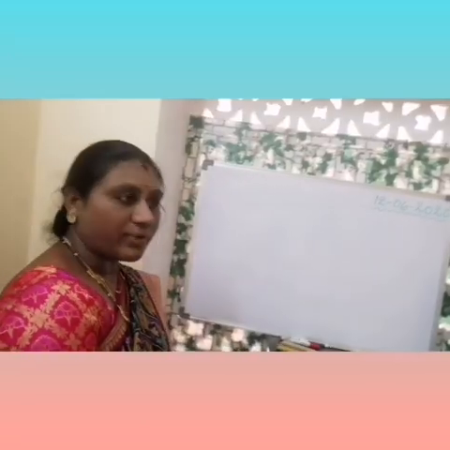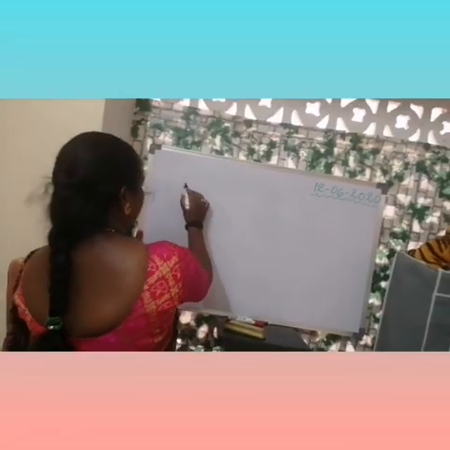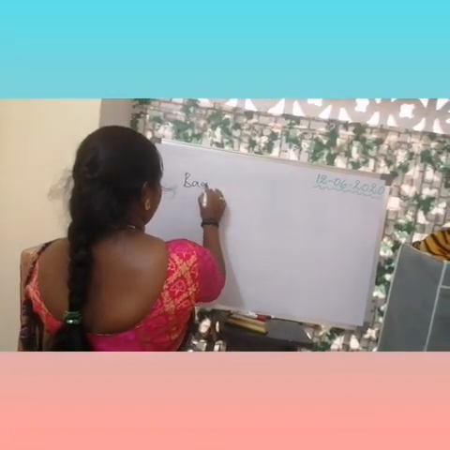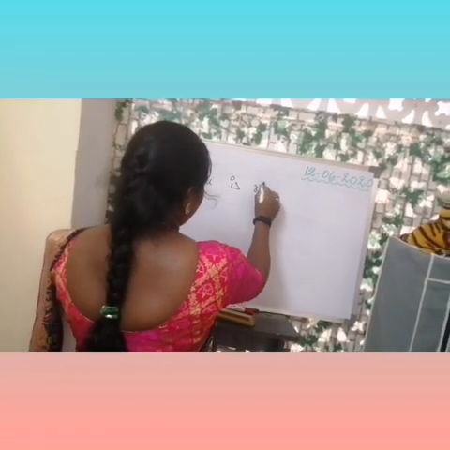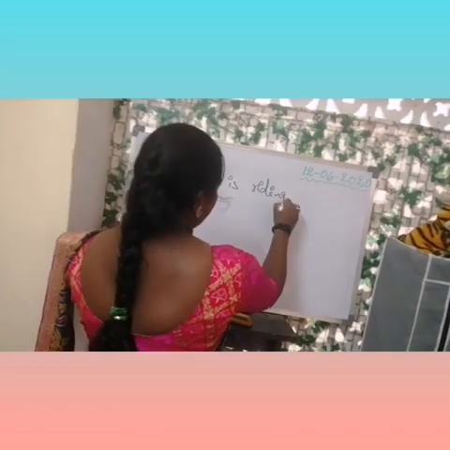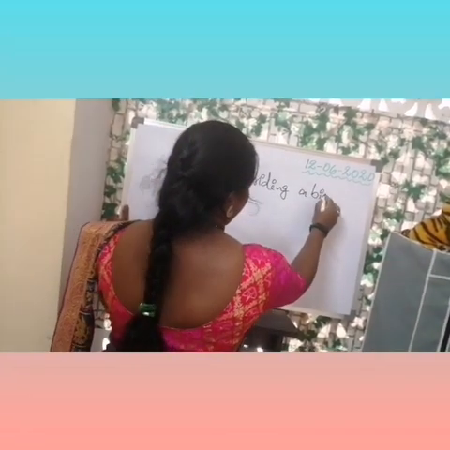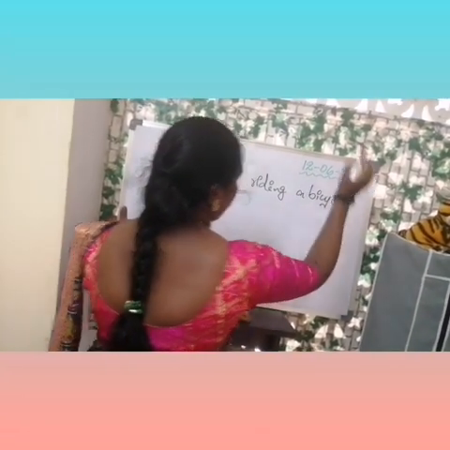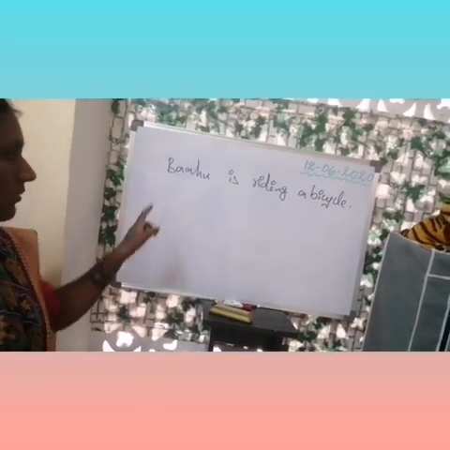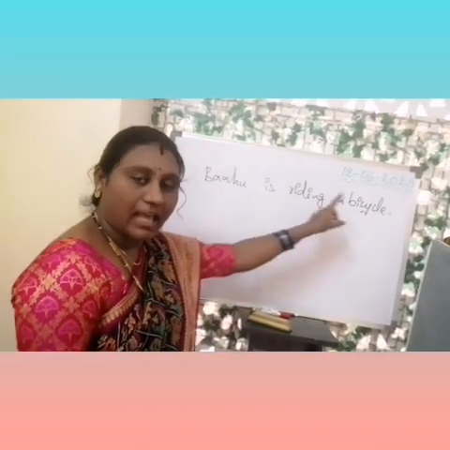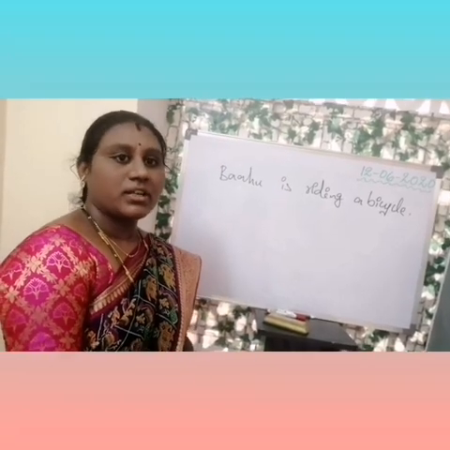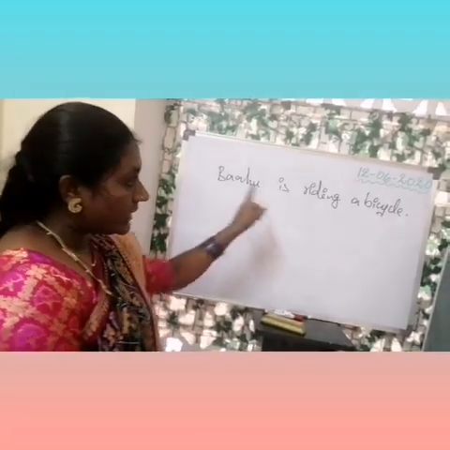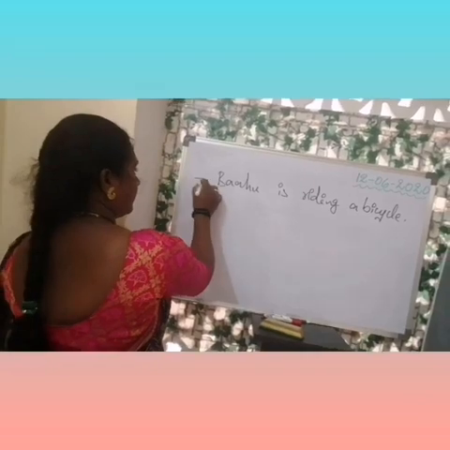For example, Bahu is riding a bicycle. That means at present the person Bahu is riding a bicycle.